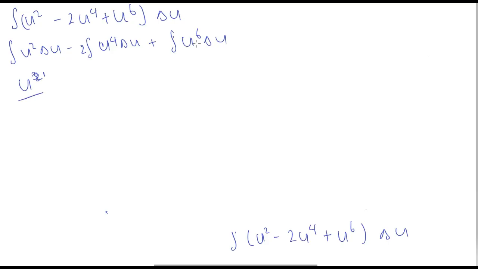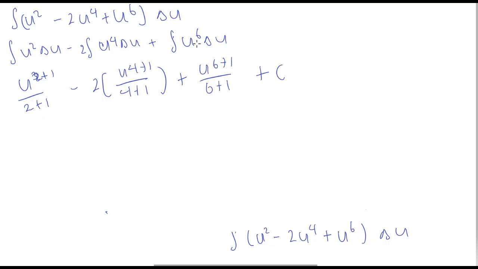1. Let me just write the steps. 2 plus 1, in case anybody has forgotten, minus 2 into the bracket of u raised to the power 4 plus 1 over 4 plus 1 plus u raised to the power 6 plus 1 over 6 plus 1 plus c. Don't forget your plus c. So this is u raised to the power 3 over 3 minus 2 u raised to the power 5 over 5 plus u raised to the power 7 over 7 plus c.